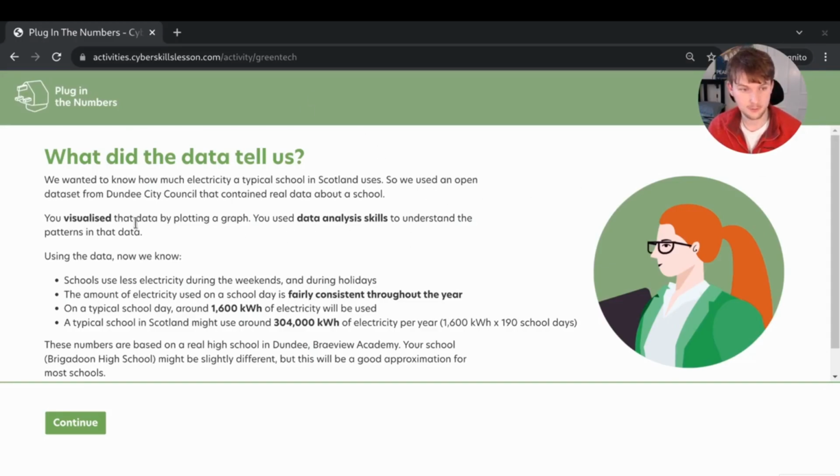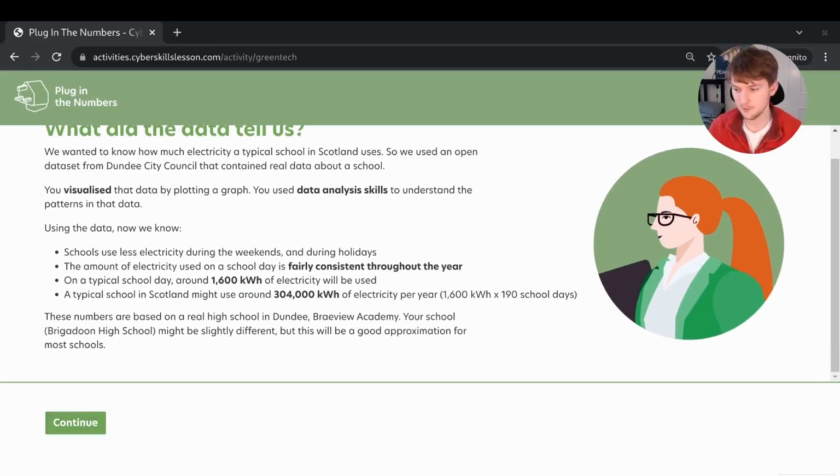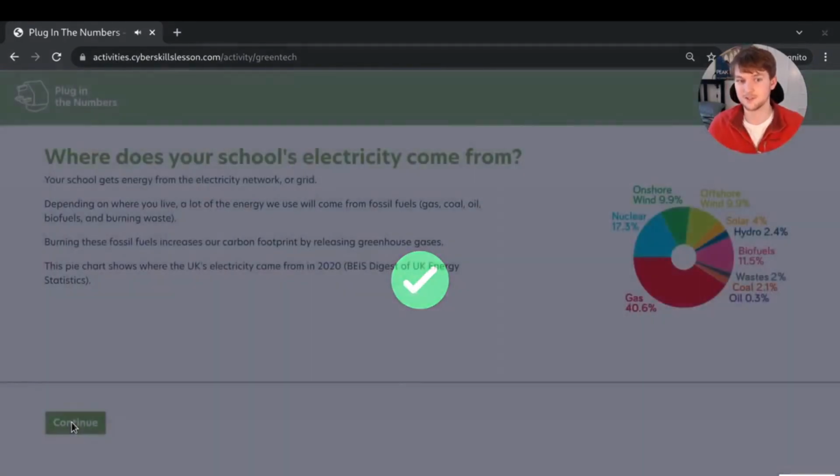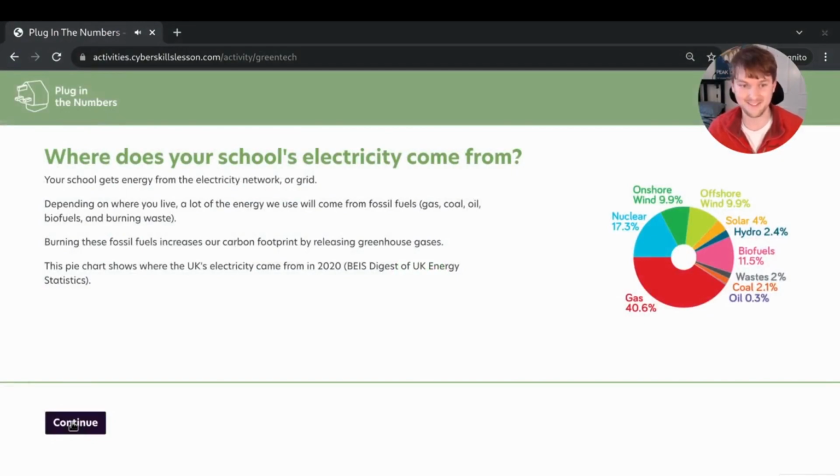And we can see that we've visualized it, we've used data analysis skills, we've thought about the context that it's in, which is a really key skill. Now we're going to move on to the next section, which is finding the amount of sun to our school, which is my favorite section.